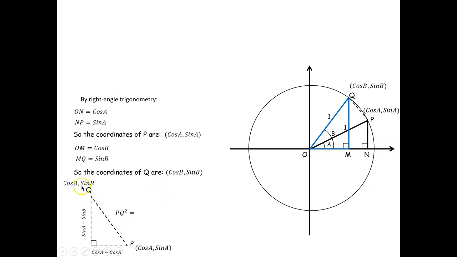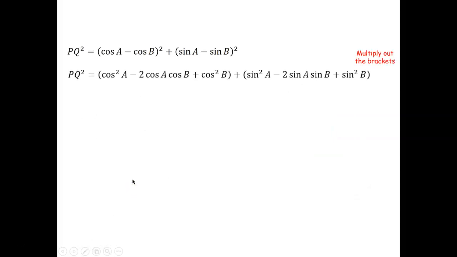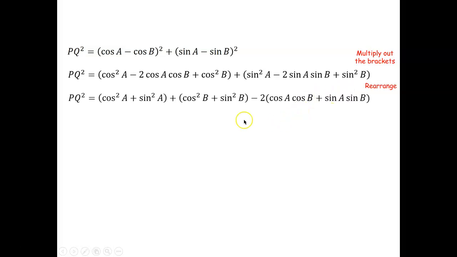And so PQ squared using Pythagoras is (cos A minus cos B) squared plus (sine A minus sine B) all squared. Now I can expand those brackets. So this is (cos A minus cos B) all squared, and this is (sine A minus sine B) all squared. Now I can group up some of my terms to make it simpler.